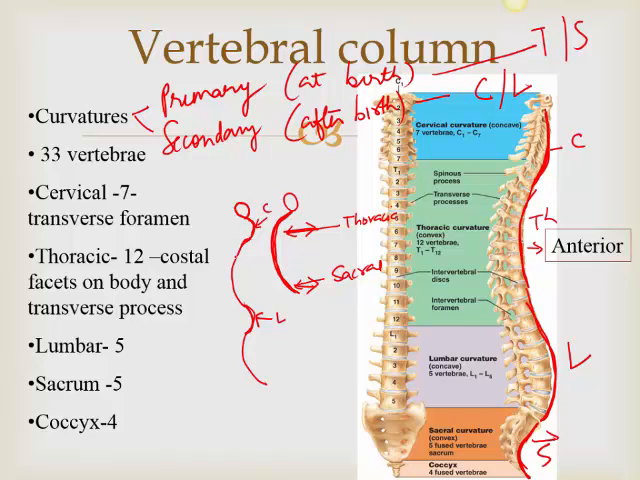So notice how the thoracic and sacral regions still remain concave. They are present at birth. The cervical appears after birth, and the lumbar also appears after birth: one because of the child holding up its head, the other because of the child putting weight on the lower part of the vertebral column.